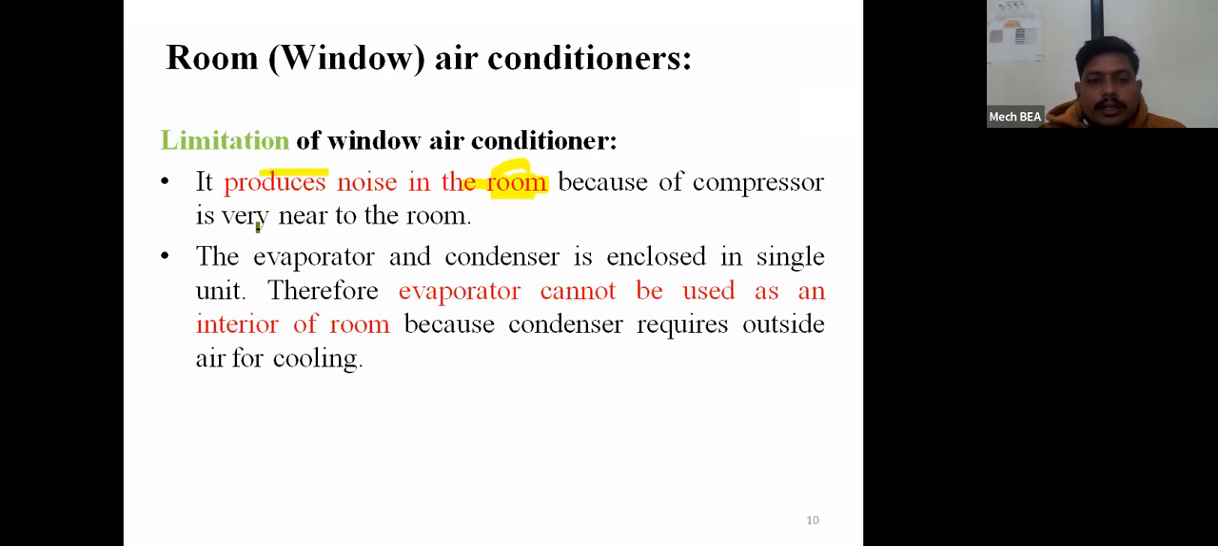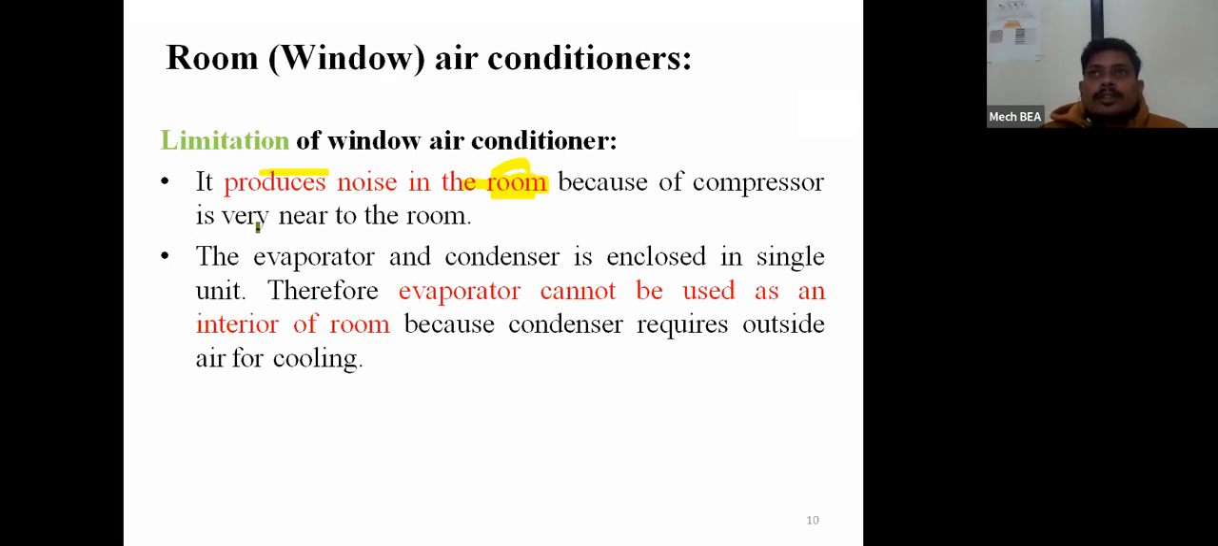Then the second limitation is that the evaporator and condenser are enclosed in a single unit. Therefore, the evaporator cannot be used in the interior of the room, because the condenser requires outside air for cooling.